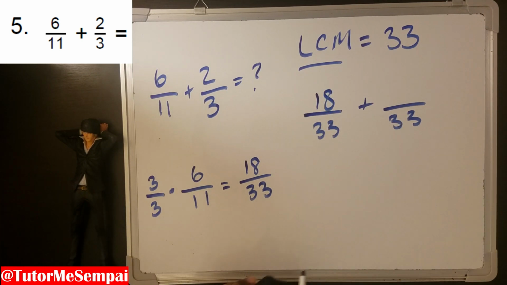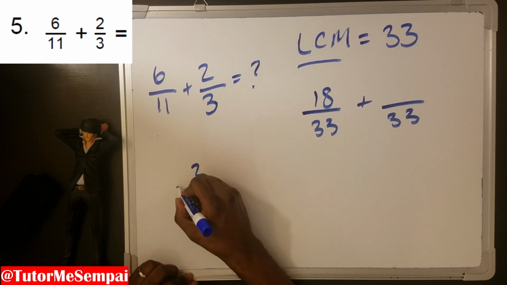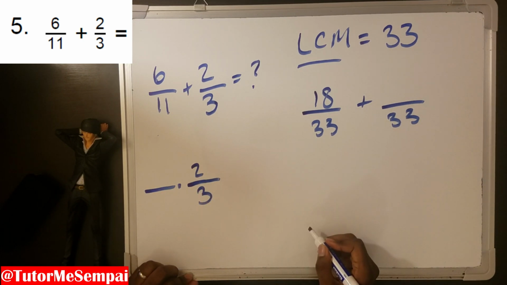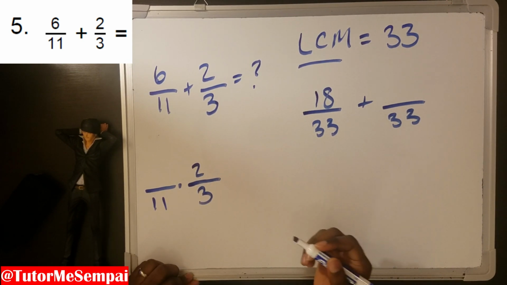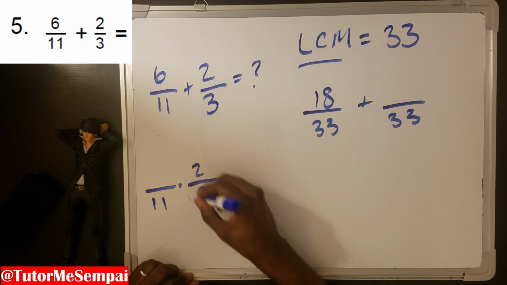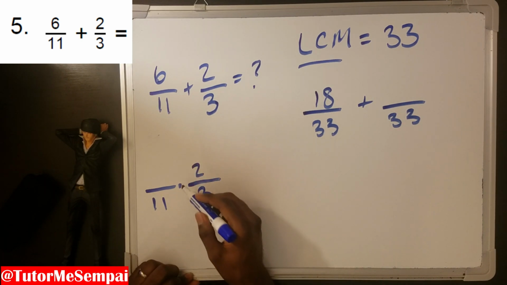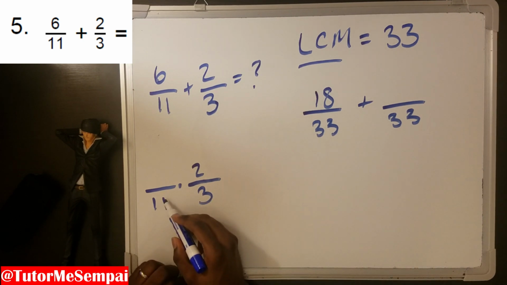Now let's look at the second fraction. We have a 2 over 3. Now what do you have to multiply this denominator, 3, by to get 33? Well, that's 11. And remember, we're also wanting to make sure we're not changing our fraction. So in order to not change the fraction, although we're multiplying, we have to multiply by 1. How do we get 1?